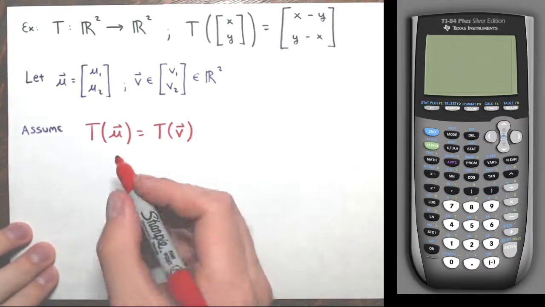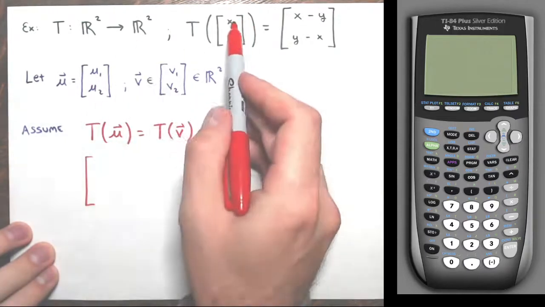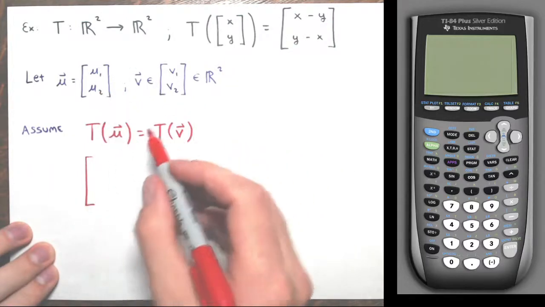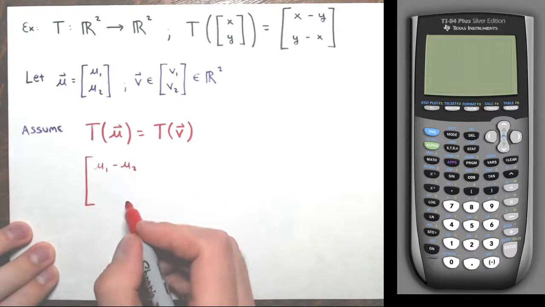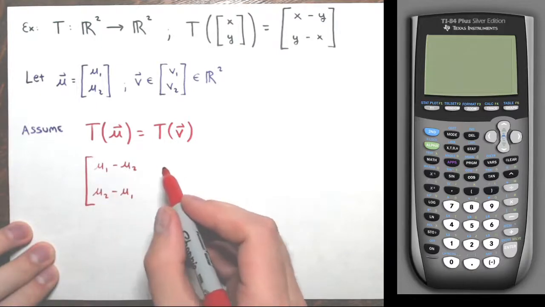So let's go through here. Now, what would t of u be? Again, I'm just replacing x and y in the rule with u1 and u2. So it'll be u1 minus u2 for the first component, and then u2 minus u1 for the second component.